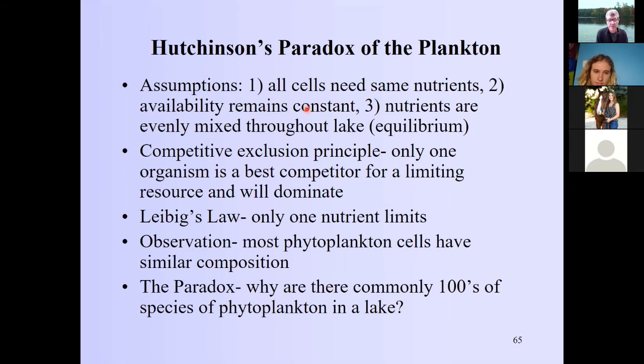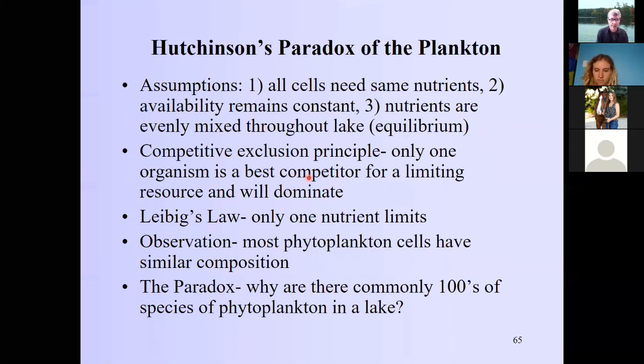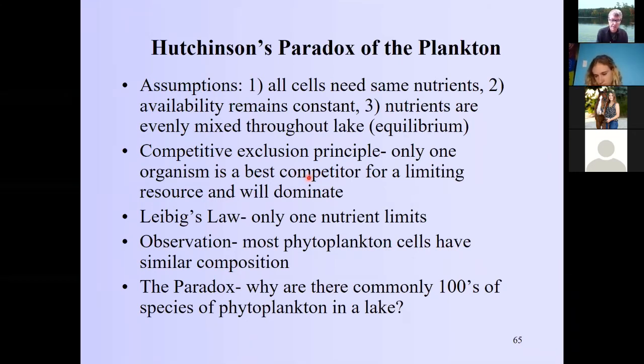Only one organism is the best competitor for a limiting resource? Yes, but no. We gave the example of ammonium, nitrate, and nitrogen gas. Nitrogen fixers, it takes them a lot of energy, but they'll have a source of nitrogen that others can't use. Some may specialize on nitrate because they're more efficient with the energy, and some may specialize on ammonium. And then the observation: most phytoplankton cells have similar composition? No, diatoms need a lot of silicon.